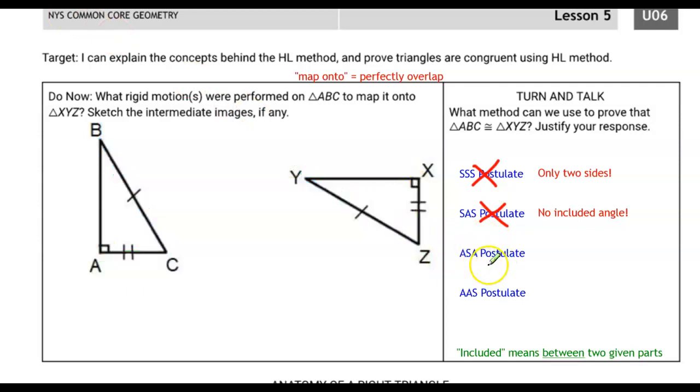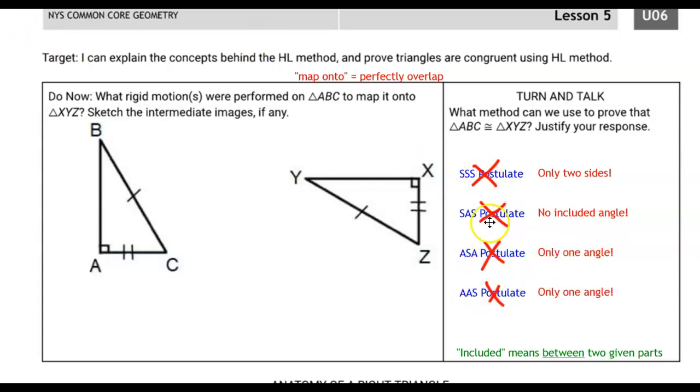So since we're not using SAS postulate, let's see if we have ASA postulate. Well, luckily for us, this one and this one are pretty easy to figure out because in ASA postulate and in AAS postulate, they both refer to having two pairs of congruent angles. However, all I know about this triangle's angles are that they have one right angle. I don't know anything about angle C or angle B. I don't know anything about angle Y and angle Z. They sort of look the same, but remember, looks aren't everything. We can't judge by looks, so we can't tell whether two angles are congruent. So we can't use ASA and we can't use AAS.